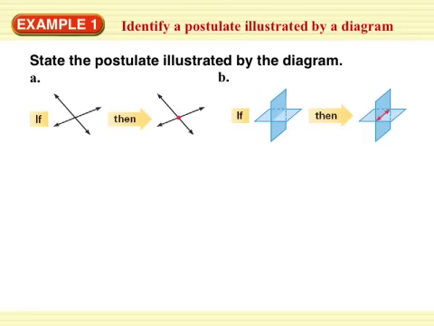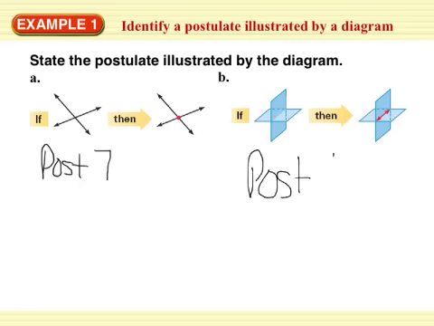Here I have, if this, which looks like 2 lines intersecting, then that. So that would be, let's see, if 2 lines intersect, then their intersection is exactly 1 point, and that is postulate 7. Okay? B, if this looks like 2 planes intersecting, then I have this thing here. Looks like a line to me. So postulate 11 says if 2 planes intersect, then their intersection is a line. So this would be postulate 11.